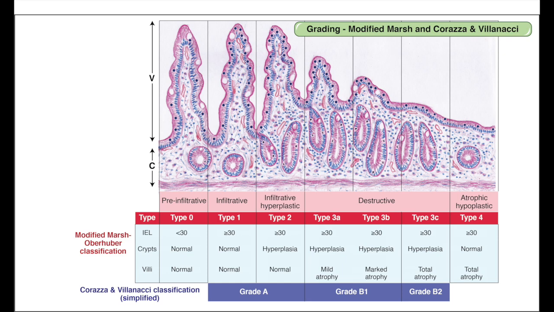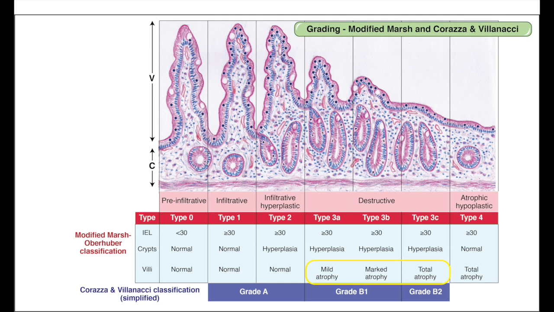Modified Marsh grading describes 5 types, type 0 to type 4. Type 0 or pre-infiltrative, it shows normal mucosa with less than 30 IELs per 100 enterocytes. Type 1 or infiltrative type is characterized by only ielosis or intraepithelial lymphocytosis that is greater or equal to 30 IELs per 100 enterocytes. Type 2 or infiltrative hyperplastic type manifests ielosis and crypt hyperplasia. Type 3 or destructive lesion is characterized by ielosis, crypt hyperplasia along with villus atrophy.